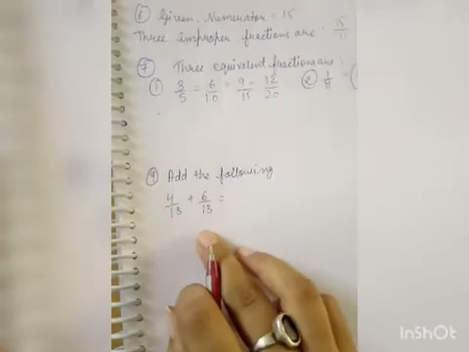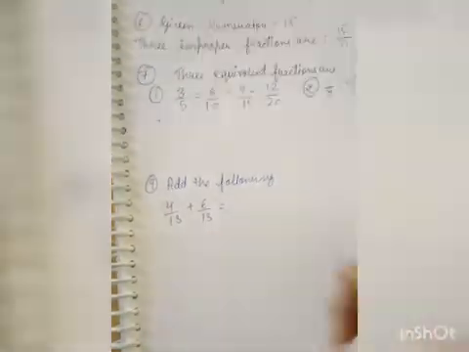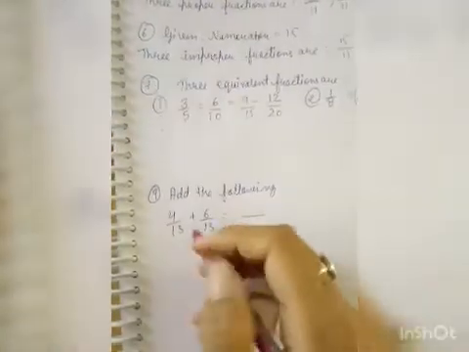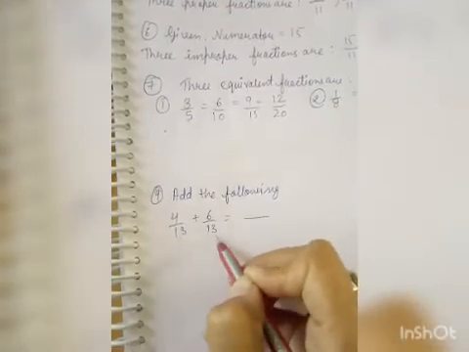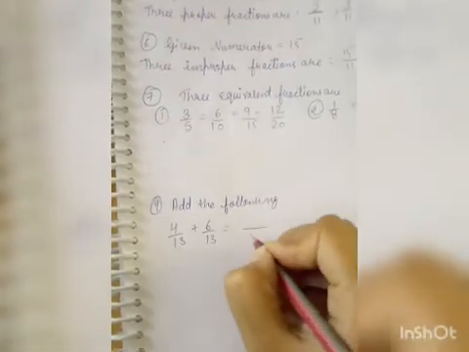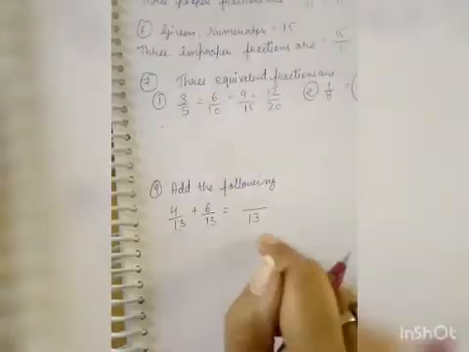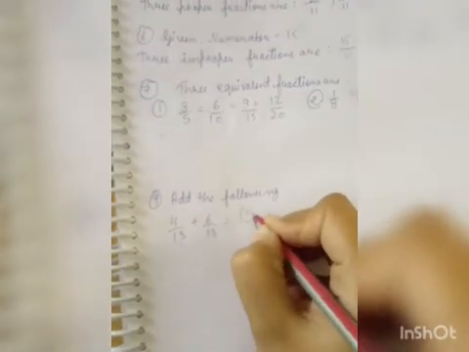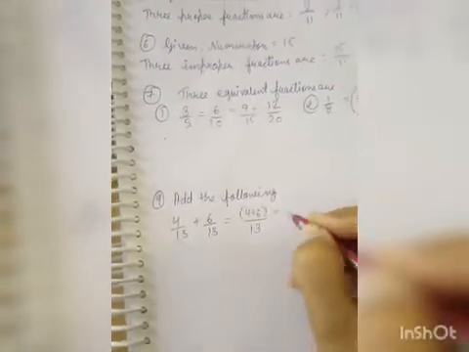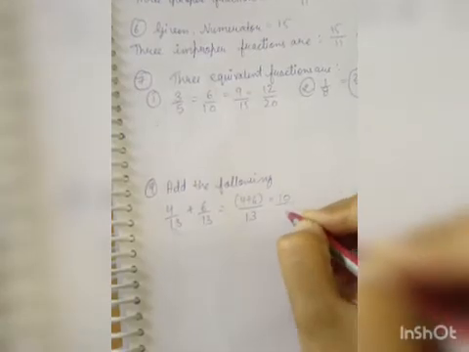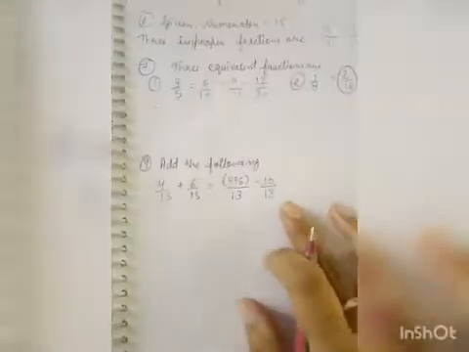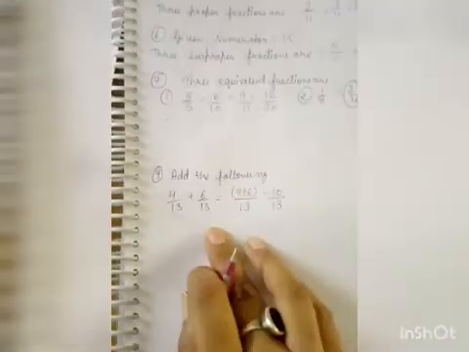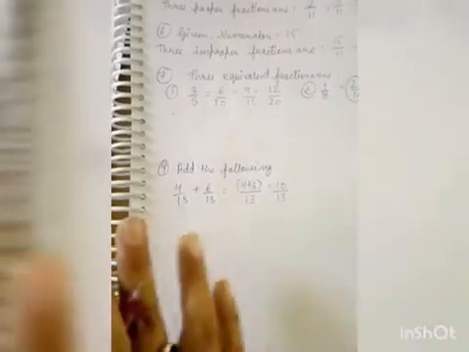Add the following. So this is our question, 4 by 13 plus 6 by 13. This is very easy to do. We have the same numbers below as denominator. So I will write here 13. Same. Now I have to add 4 plus 6. So 4 plus 6 is 10 by 13. So on addition I get 10 by 13.